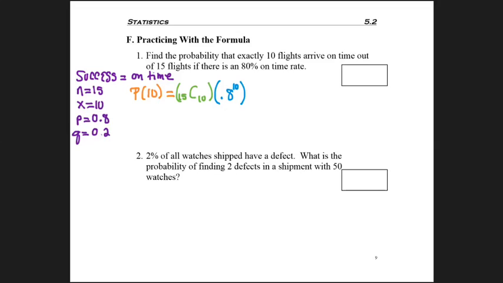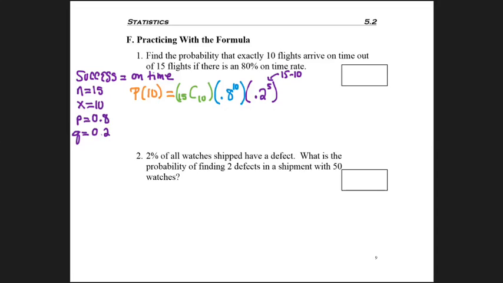So I'll take it to the 10th power. Now I want the probability of failure the rest of the time. Since there's a 0.2 chance of a flight not being on time, 5 of our 15 flights won't be on time, right? 15 minus the 10 that were on time leaves me 5 that weren't on time.